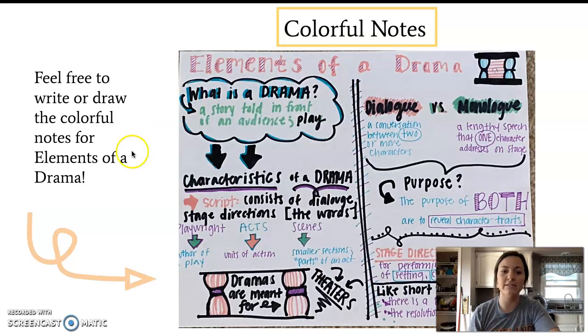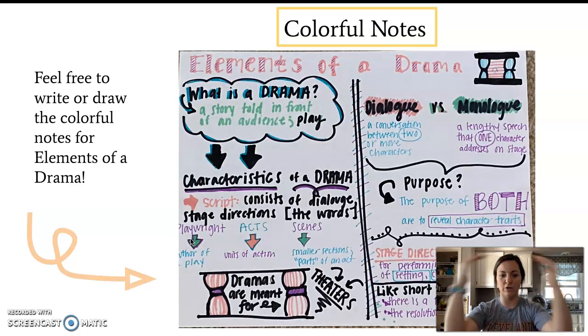We have playwright, and that's simply the author of a play. We have the acts, which are units of action. I consider acts almost like chapters of a play. Our play doesn't have very many acts, but Romeo and Juliet has about 4 to 6, so it's separated into different parts. And then scenes are when you have one location that you focus on, and when you change locations, you change scenes. There can be multiple scenes in an act.